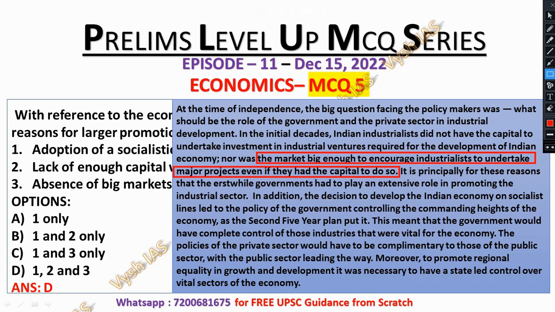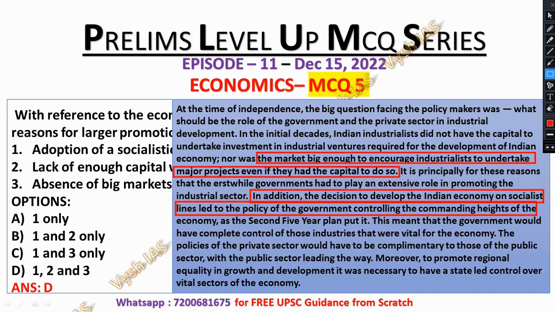It is principally for these reasons that the erstwhile government had to play an extensive role in promoting the industrial sector. In addition, there was the decision to develop the Indian economy on socialistic lines. This is statement number 1. The decision to develop the Indian economy on socialistic lines led to the policy of the government controlling the commanding heights of the economy, as the Second Five-Year Plan put it. This means that the government would have complete control of those industries that were vital for the economy, which means that the industries which were important for the economy would be under the control of the government.